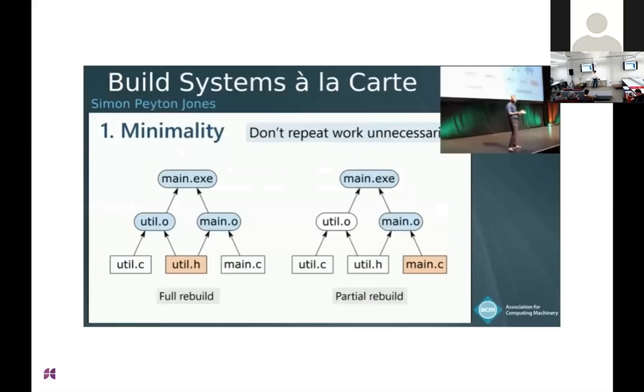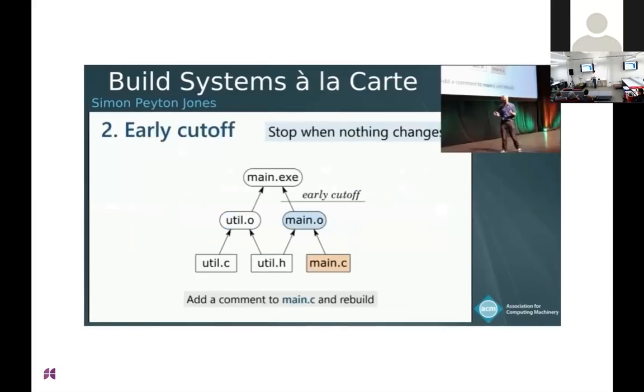in your build system. The first one is minimality, which I've kind of already been harping on this entire time, right? Minimality is just the property that if something changes, you only rebuild things that depend on the thing that changed, right? So in this case, if you rebuild util.h, you have to rebuild the entire tree because everything depends transitively on util.h. Here, if you rebuild main.c, you can recycle the previously built util.o because it hasn't changed, but you still have to go rebuild main.c, right?